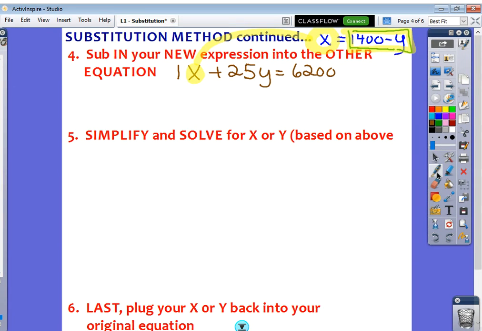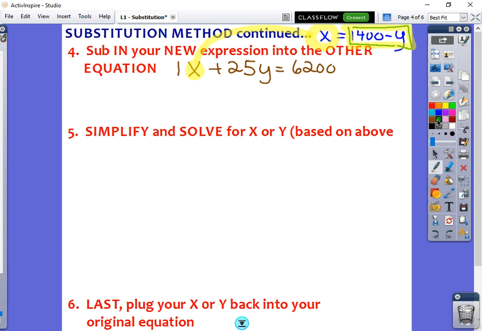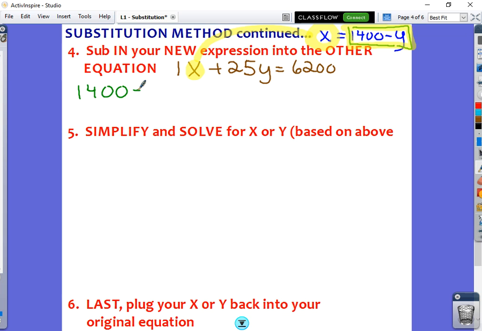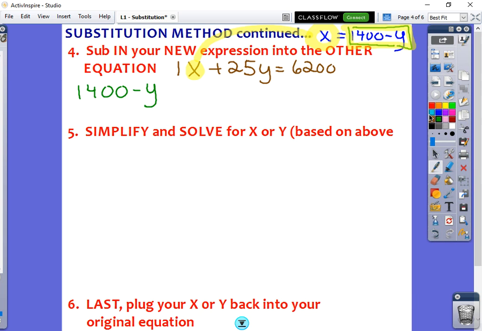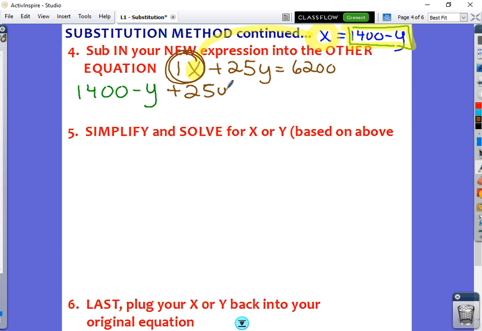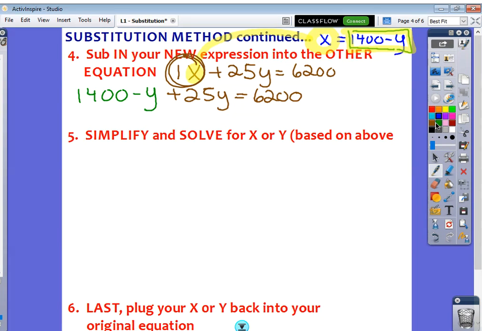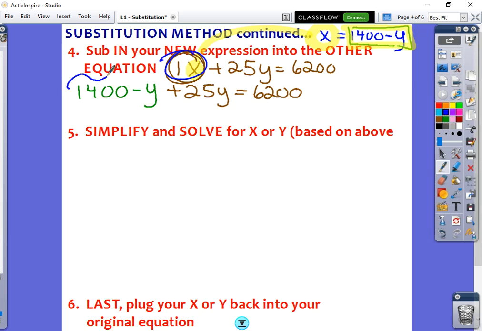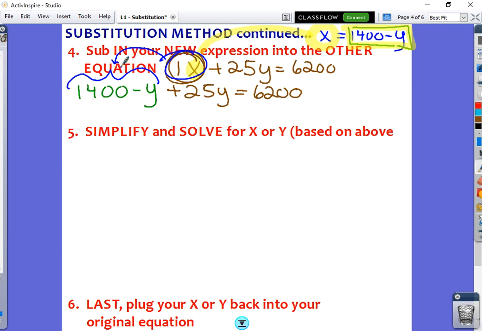So instead of writing 1x, we can now write 1,400 minus y. That essentially just took the place of 1x. And now we can rewrite whatever else is left: plus 25y equals 6,200. So hopefully you're seeing what's happening here. We basically took x off the field. X left the field and he was replaced by this guy right here, 1,400 minus y, because that's what x is equal to. That's a really important concept.